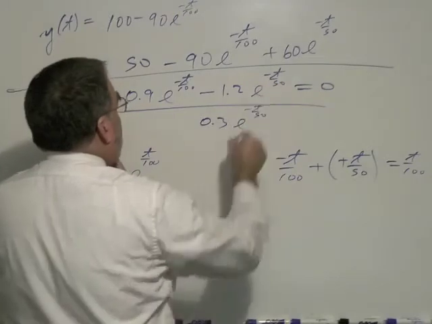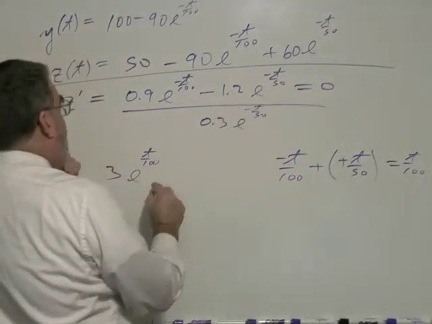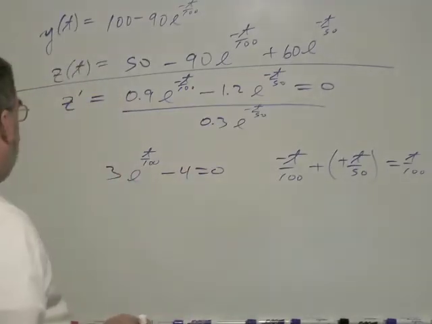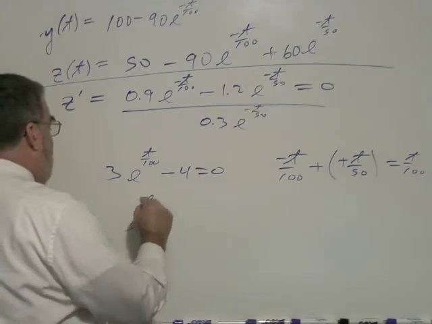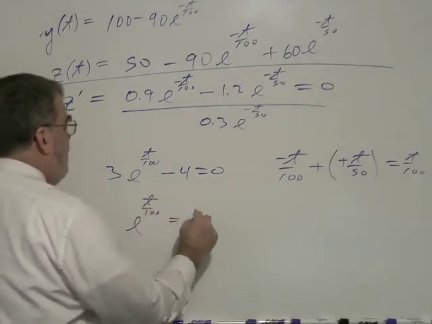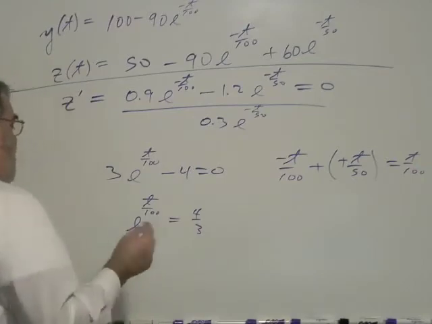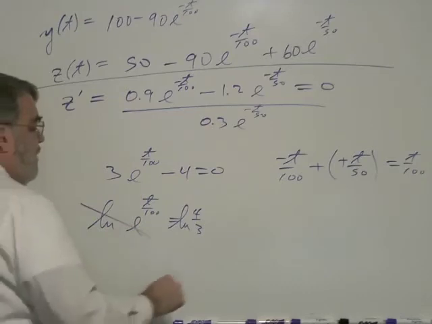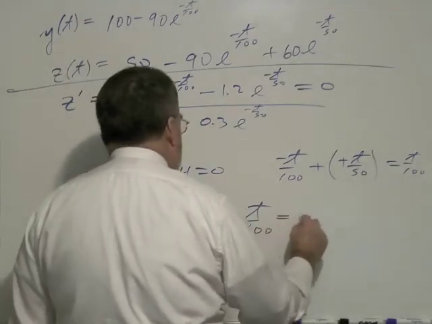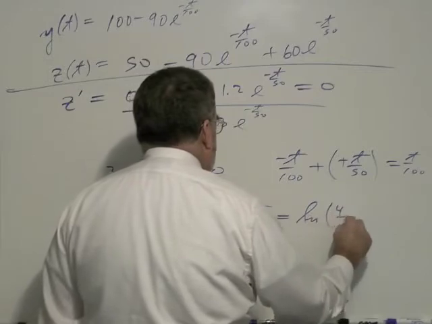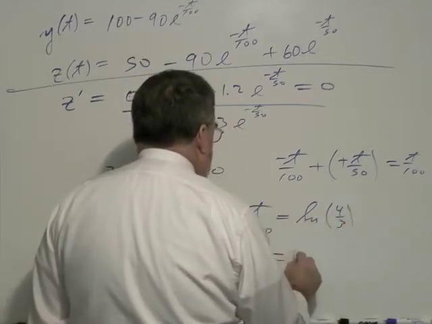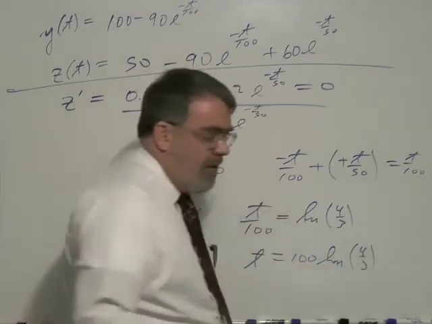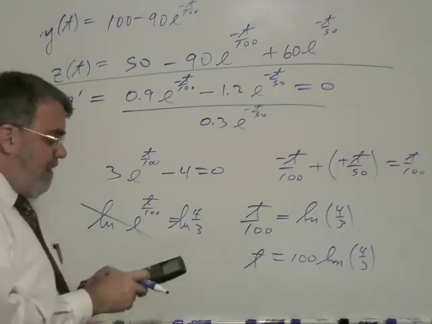And then here, this cancels entirely. 1.2 divided by 0.3 is going to be 4. Minus 4 equals 0. So that's my way of solving this equation. And so e to the t over 100 equals 4/3. If I take the natural log of both sides, then this will cancel. t over 100 equals natural log of 4/3. So t is 100 natural log of 4/3. And let's get a number on that.